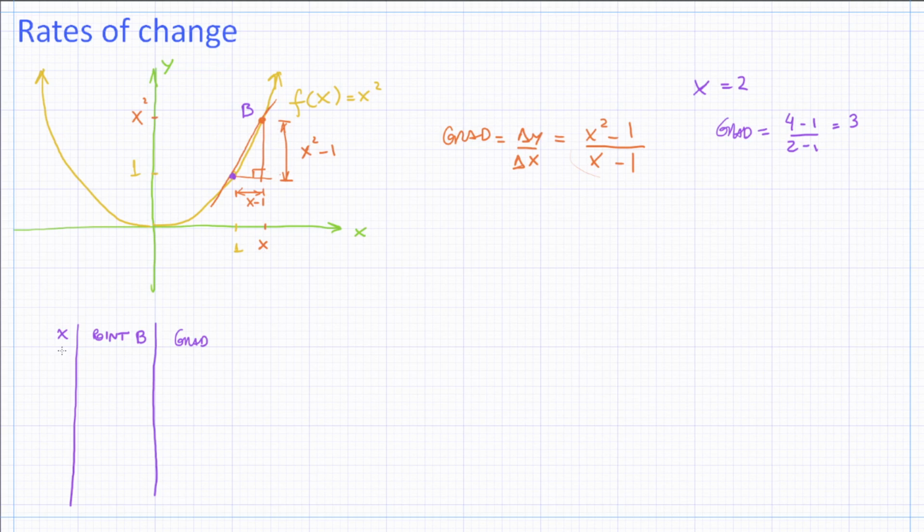Look, when, let's say we get x equals 5, what would be the coordinates of this point when x equals 5? Well, 5 and 5 squared.